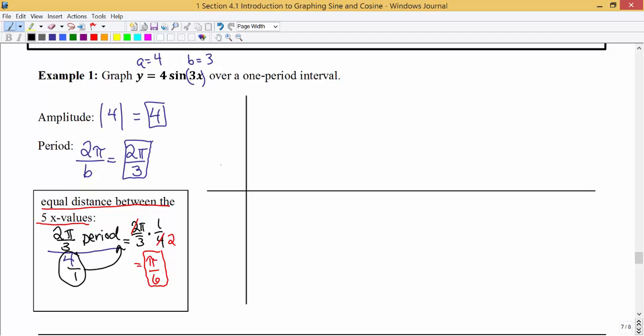So the distances between those points, those 4 equal segments, are going to be a length of pi over 6. So we're starting at 0, and we're going to make note that we're only asked to graph one period interval. So we're going to do this for one of these cycles. So 0 plus pi over 6, and obviously that will just be pi over 6. Pi over 6 plus pi over 6, we get 2 pi over 6. Plus pi over 6 again, we get 3 pi over 6. Plus pi over 6 again, we get 4 pi over 6. And then these are actually our five key points, so we can stop there.